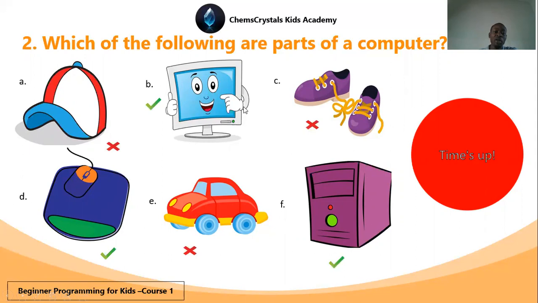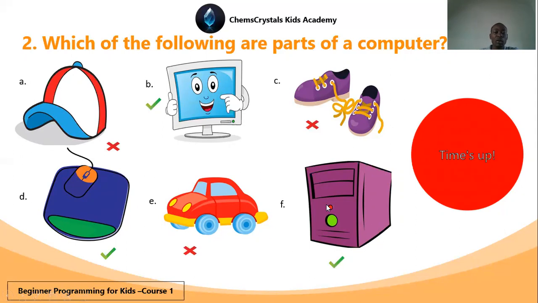Yeah, B is correct, A is wrong. A cap is not part of the computer. You have the monitor. C is also wrong. Shoes are not part of the computer. D is correct, a mouse. E is wrong, a car. Cars are not part of the computer. And finally, F, which is a CPU, is correct.